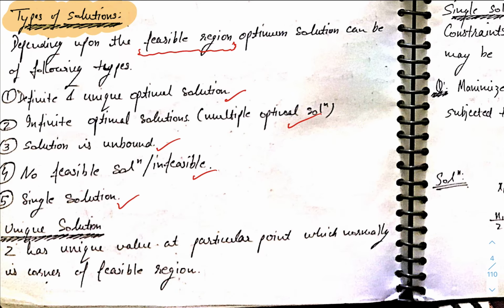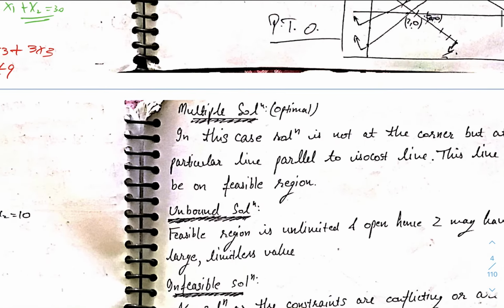The first one is the unique solution. What's written here? Z has a unique value at a particular point, which is normally a corner of the feasible region. We wrote the optimization problem in the last class, and you already know what Z is. We need to optimize Z. It could be a maximization problem or a minimization problem, depending upon the data. In the last class we solved a problem with 4 to 5 corner points, and when we did the maximization problem, the point farthest from the origin was our solution. It has a unique solution.